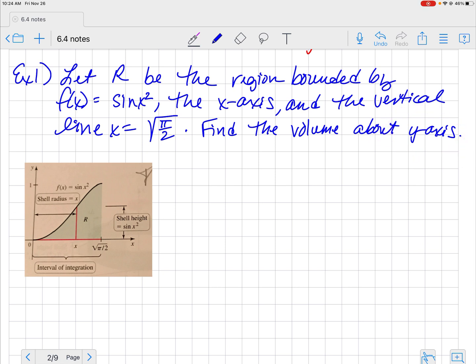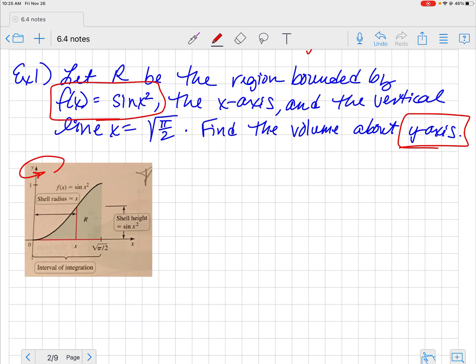So if I were using the disk method, that means if I'm going around the y-axis, then my function would have to be in terms of y. Is there any way for me to solve that to get that f of x is equal to sine x squared to be in terms of y? No, that'd be nutso, right?